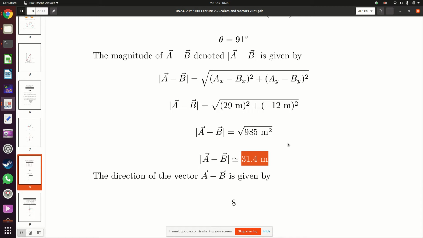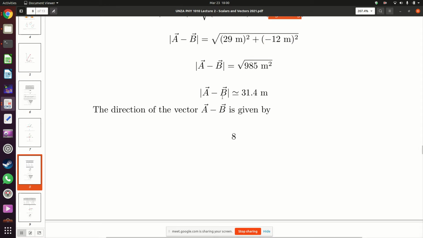We are there. Okay. So you use the components of the resultant. The x component of a minus b is 29 meters. The y component of a minus b is minus 12 meters. Then you put them in this Pythagoras formula, where these are the x components squared plus that's the y component squared. Then you get your size. So we have a size for a minus b, that is 31.4 meters.